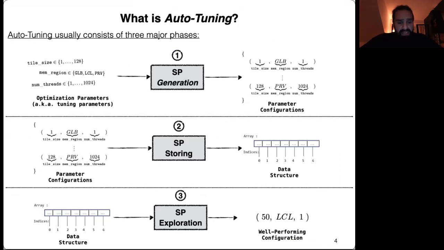In the second step, the storing phase, we take these parameter configurations and store them in some kind of data structure. In the easiest case, this can be a one-dimensional array. In the last step, this data structure is explored, usually by using numerical search techniques like hill climbers or genetic algorithms or the like, or even machine learning based approaches, so that we finally obtain a well-performing configuration.